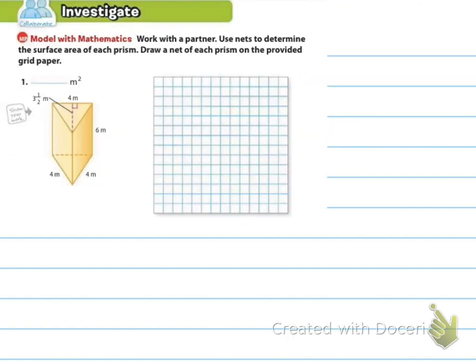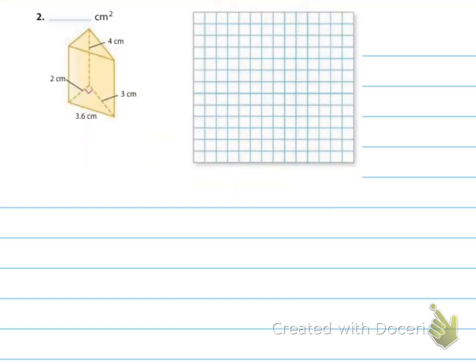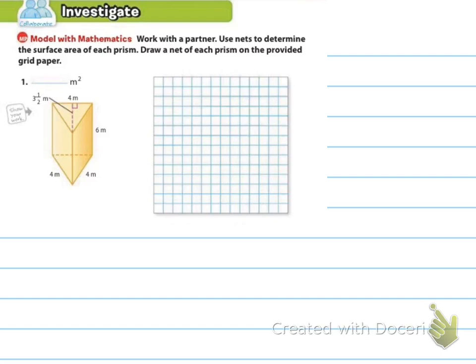Alright, so now here's another one. It says to use the nets to determine the surface area of each prism. Draw a net of each prism on the provided grid paper. So we're going to have 2 examples like that. So this first one, I'm going to go over this again with you, okay? Because I know that making a net for a triangular prism is kind of weird and confusing. So I want to make sure that we go over it together.